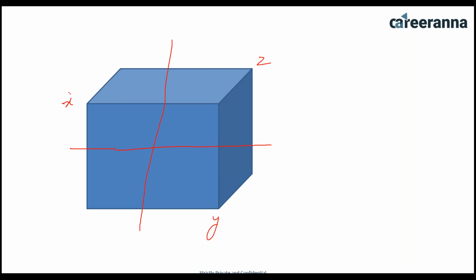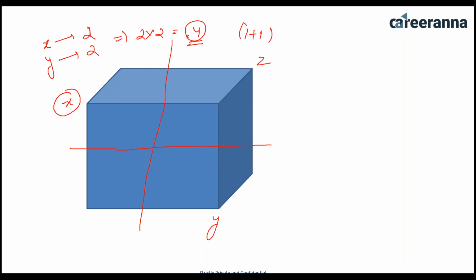One cut along x-axis will give us two pieces along x-axis, and one cut along y-axis will give us two pieces. The number of pieces will be 2 multiplied by 2, which is 4. Is it clear? How can I do it? Using the formula: 1 plus 1, that is one cut and one extra piece, multiplied by 1 plus 1. So it will be 4.